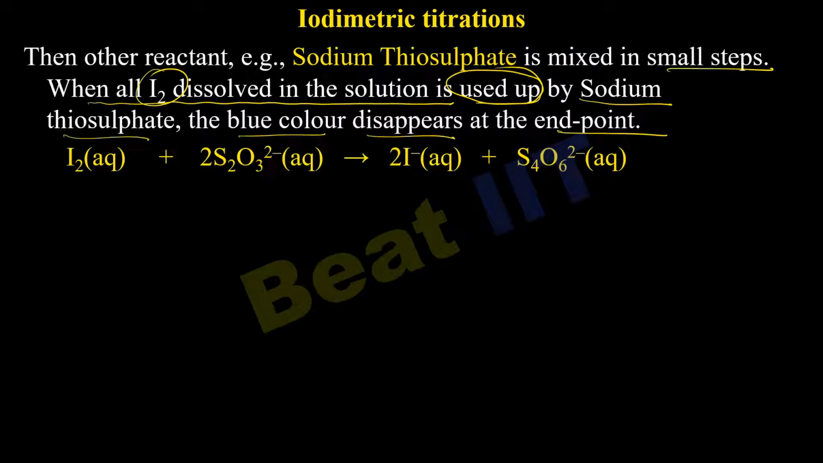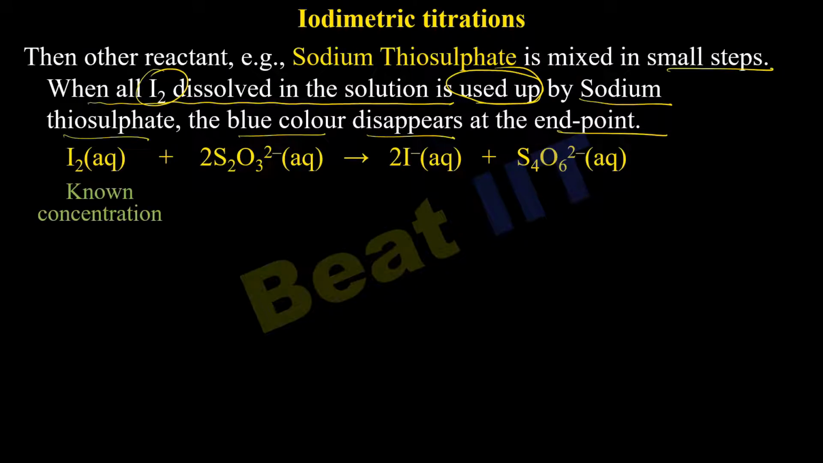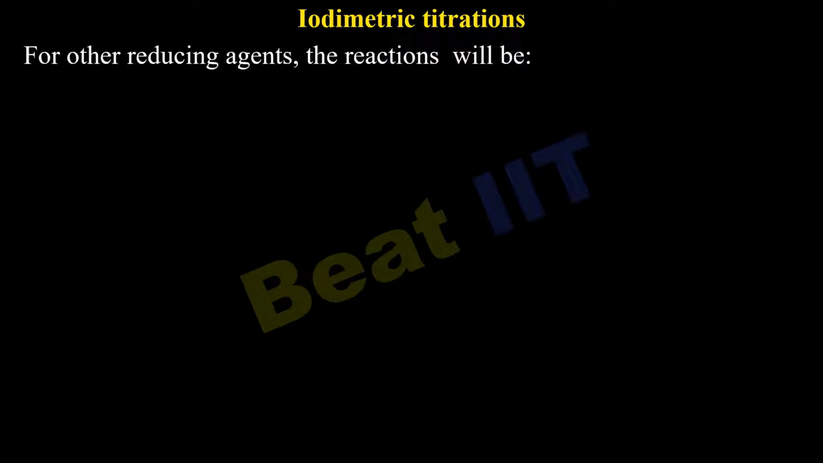First, understand the reaction. Iodine reacts with thiosulfate ion. Similar reactions will take place with other reducing agents I talked about. For example, tin, sulfide, arsenic, antimony ions, also similar reactions will be there. Here iodine we have as a known standard solution. So we already know the amount of iodine and then we calculate the amount of thiosulfate ion used.